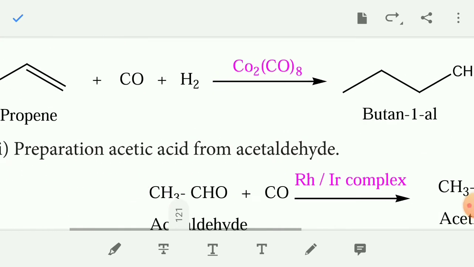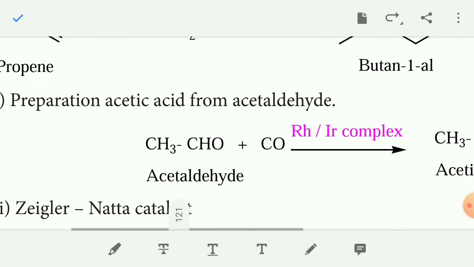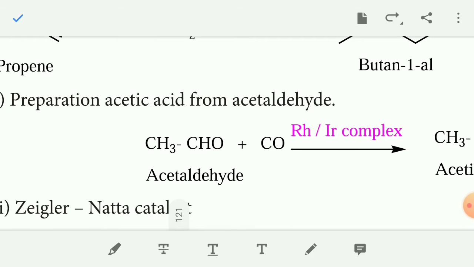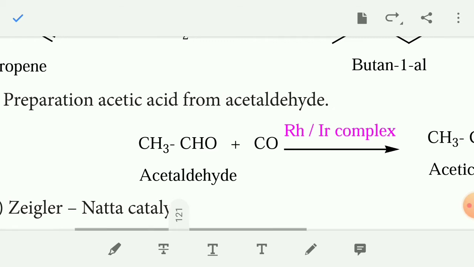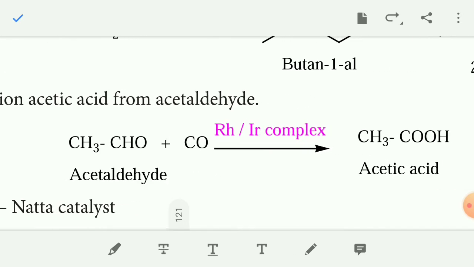The next one: preparation of acetic acid from acetaldehyde. Acetaldehyde, formula CH3CHO, plus CO. What is the catalyst here? Rhodium and iron complex. So the acetaldehyde gives us acetic acid. Okay.